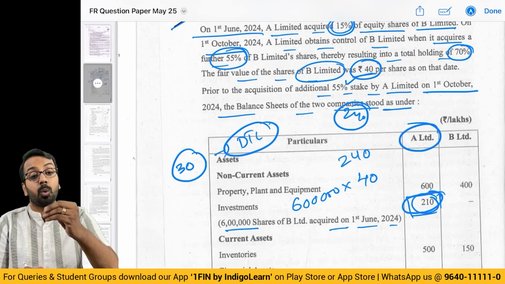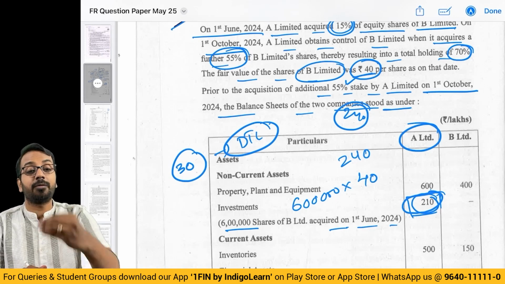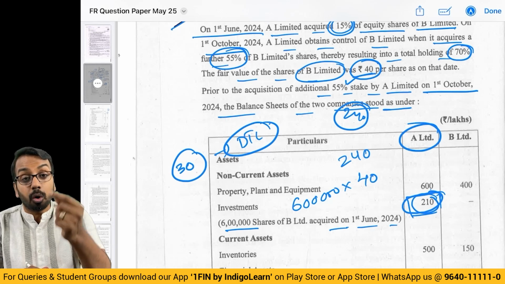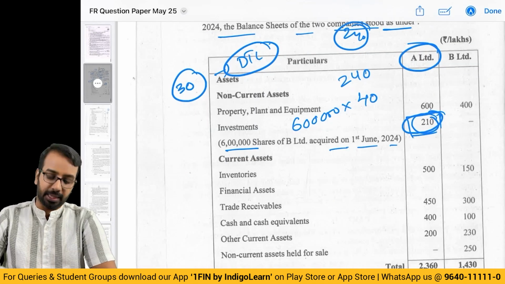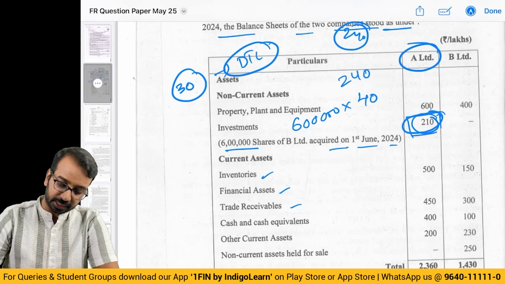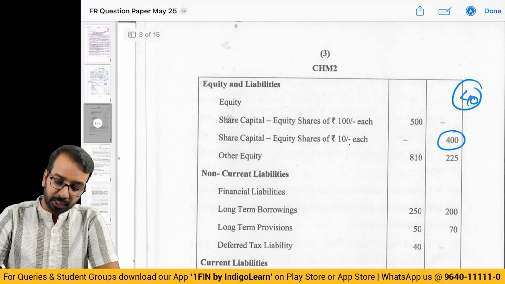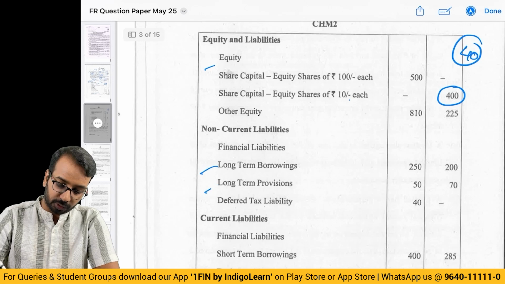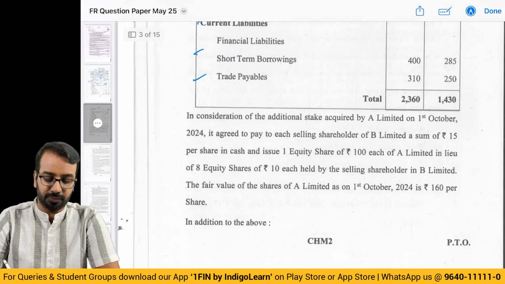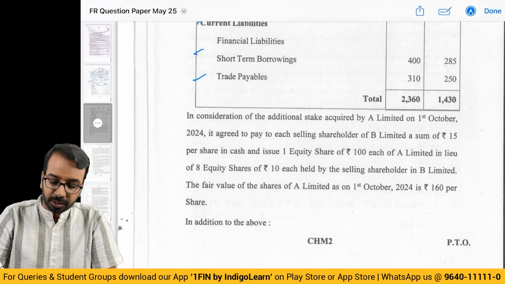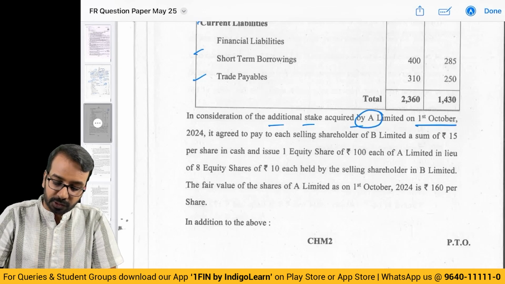Means what? Whatever purchase consideration we gave, whatever cash we gave, whatever shares we issue, all of that has to be recorded. That has not yet been recorded. Then other things are simpler: inventories, financial asset, trade receivable, cash, other current assets, non-current assets held for sale. Then you have equity and all of that. Then you have long-term borrowings, provision, DTL, financial liability, short-term and trade payables. Alright, nothing difficult.